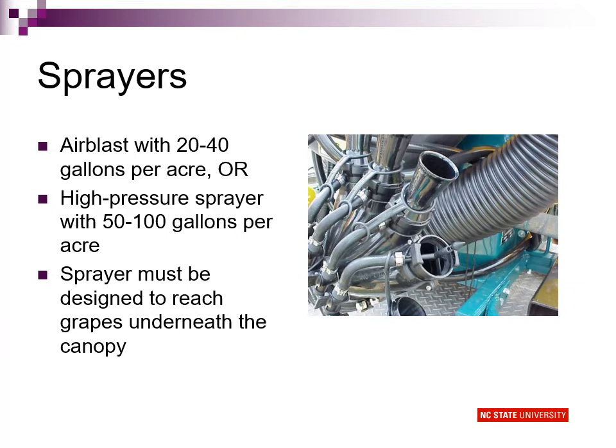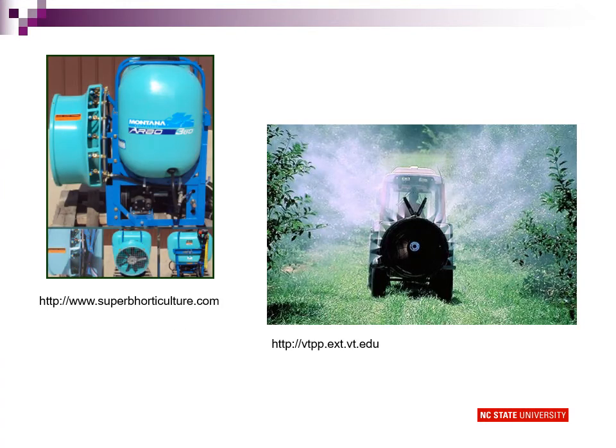You really want to use a lot of volume in order for the spray to reach the grapes underneath the canopy. And typically you'd like to have a sprayer that's oriented to blow upwards so that it's reaching the grapes underneath that curtain of leaves that occurs on muscadine grapes.